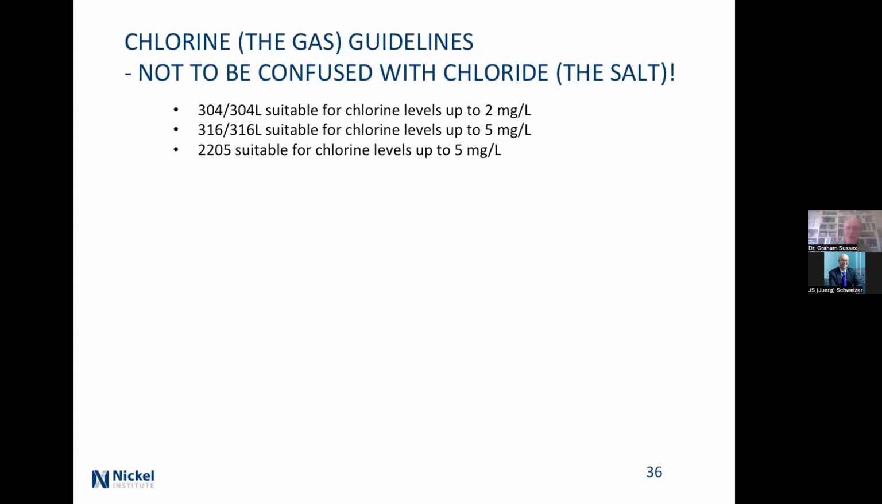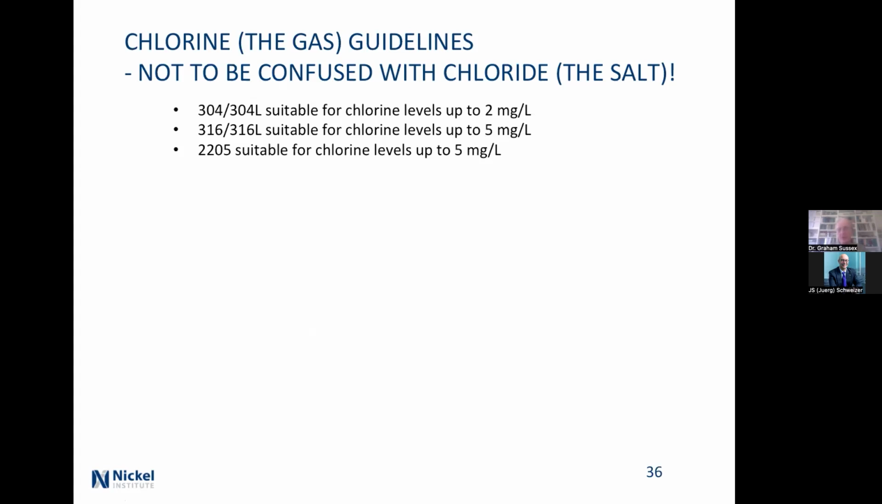316, 5 milligrams per litre. 2205, oh, that must be more. Well, no, actually not, because you're looking at what it actually does to the surface. So the accepted level is about 5. So despite the difference in corrosion resistance there, for chlorine, they're round about the same. There are alloys that will take higher levels, but they're not usually used because they're more expensive. And you don't really need lots and lots of chlorine because you just don't need it to kill the bugs.